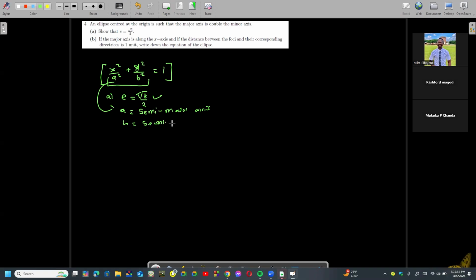How can you show that the eccentricity is equal to that? So remember that the question has given us something here. It said that the major axis is double the minor axis. What does that mean? So if you are given an equation of an ellipse, A is equal to the semi major axis. Then B is equal to the semi minor axis.